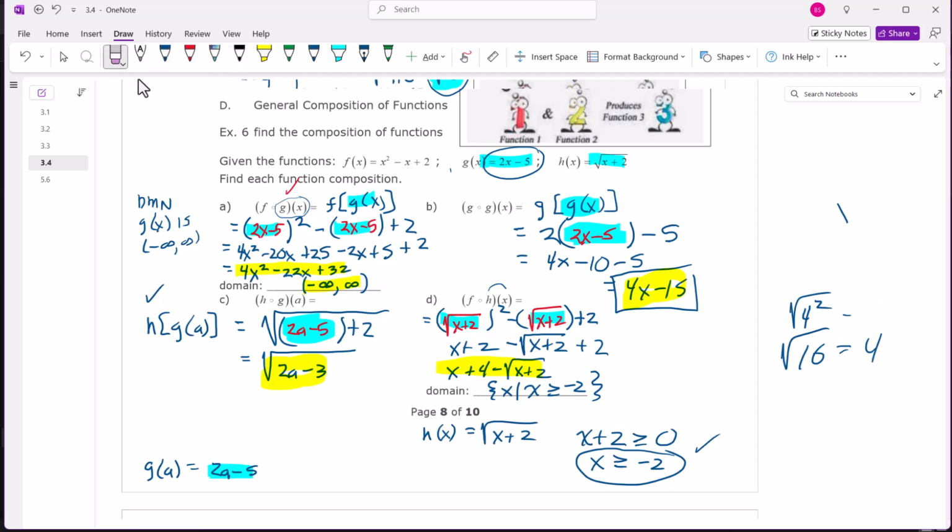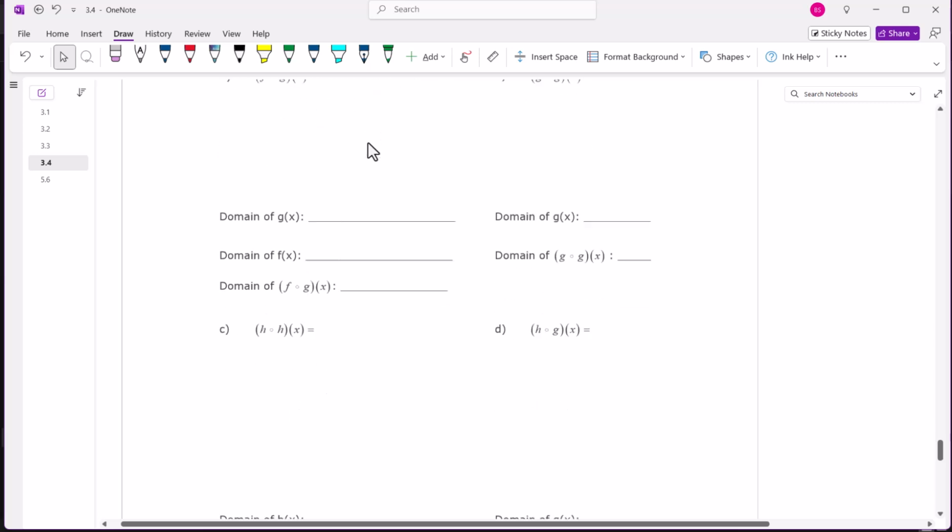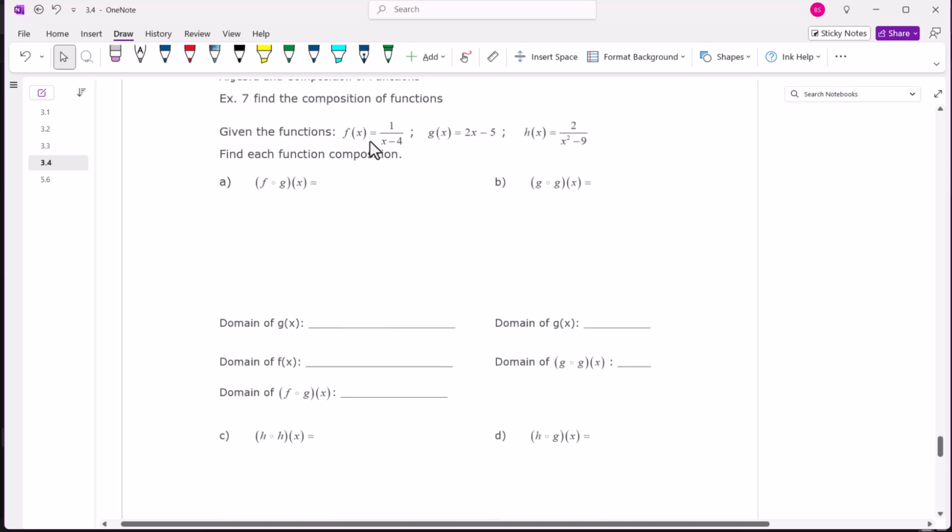Okay, all right, so if we go to the next page here, I'm going to do a couple more problems with domain. I want to work on this a little bit more.